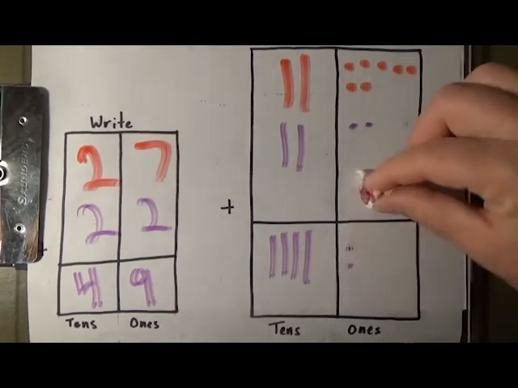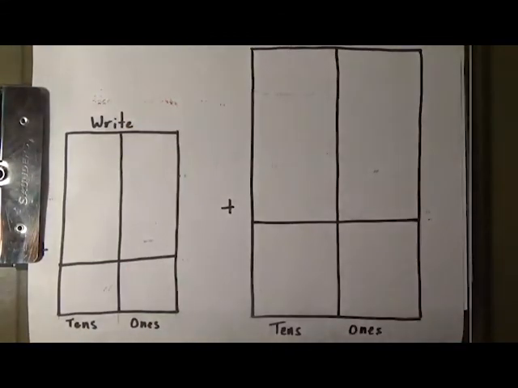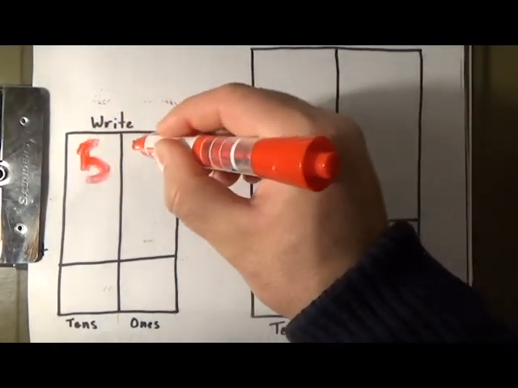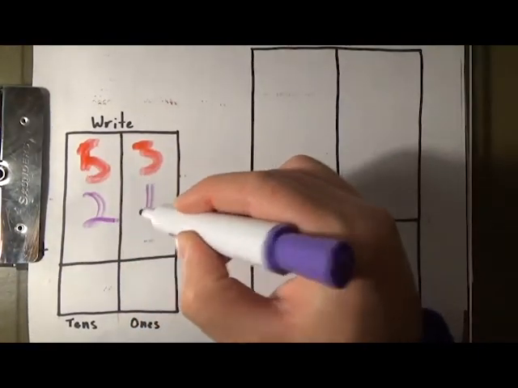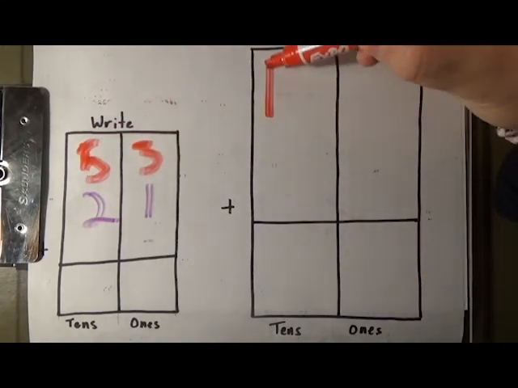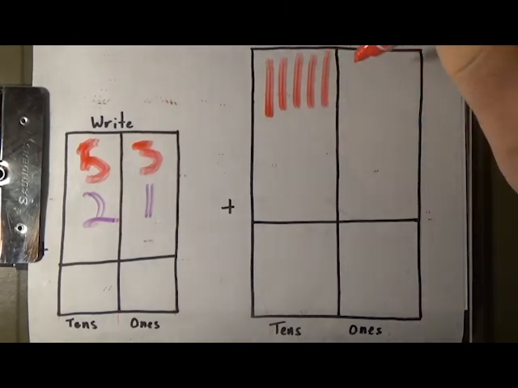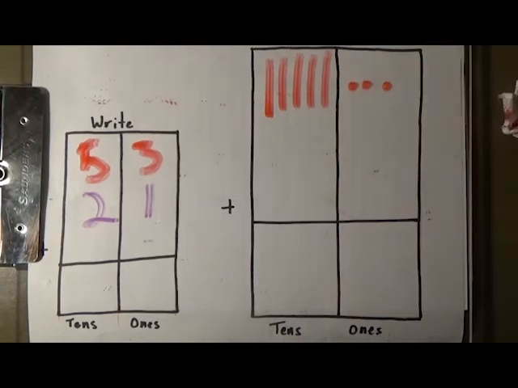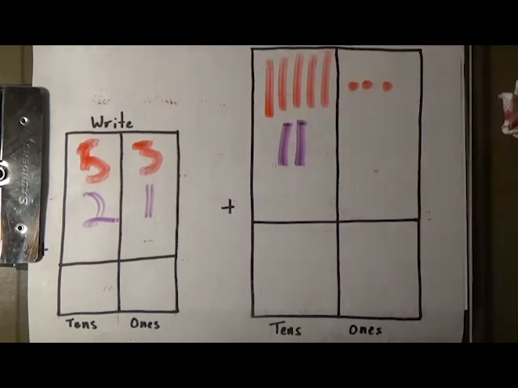All right. Last problem. Okay. Next we have 53 plus 21. Okay. So in 53 we have how many tens? 5. 1, 2, 3, 4, 5. And how many ones? 1, 2, 3. How many 10s in 21? 2, 10, 20. And how many 1s?